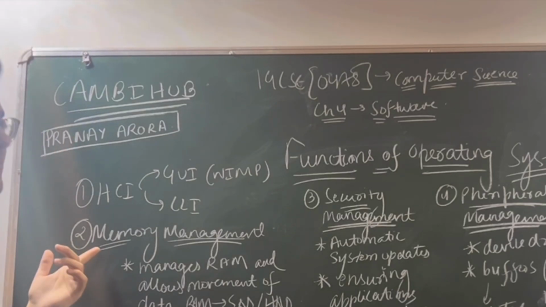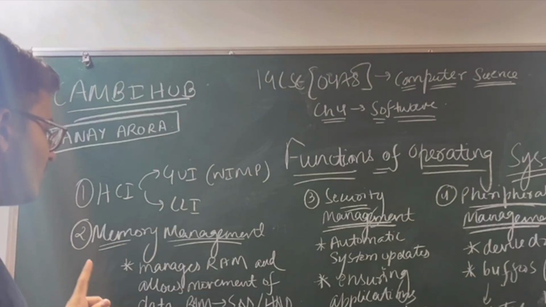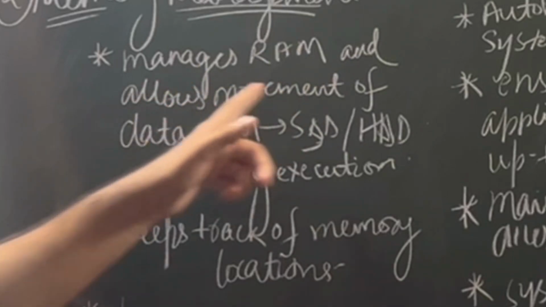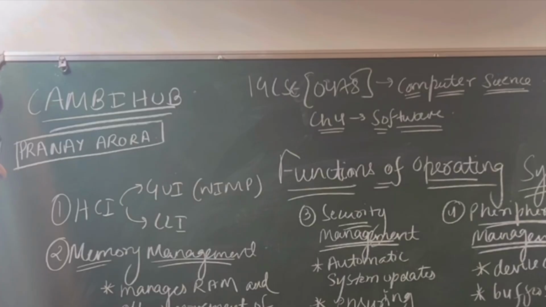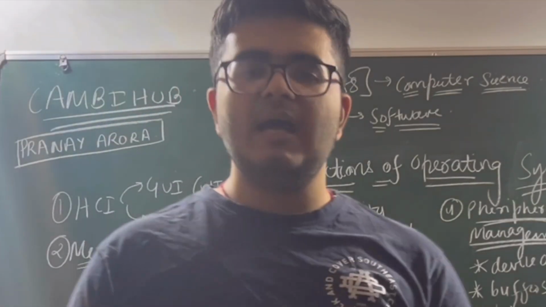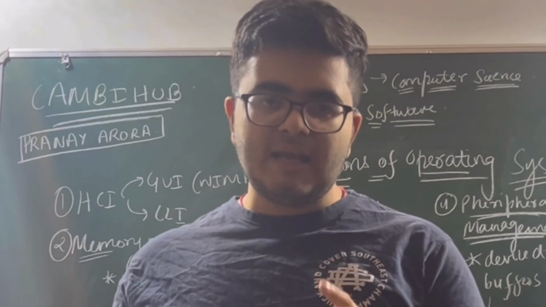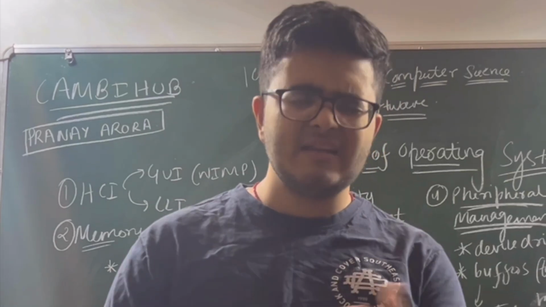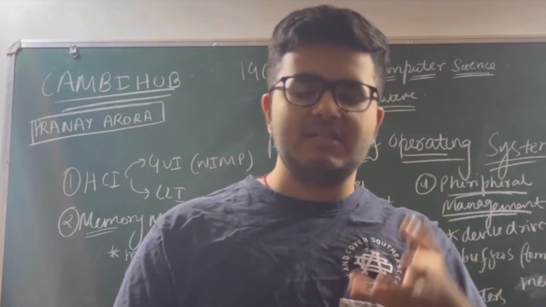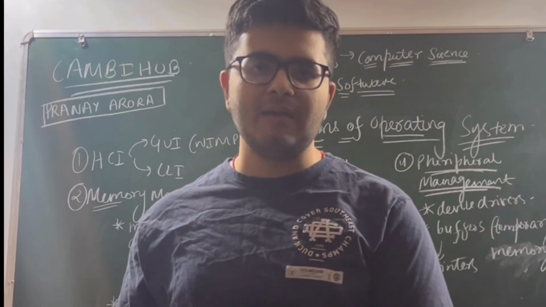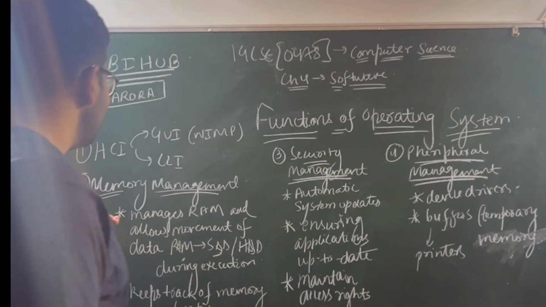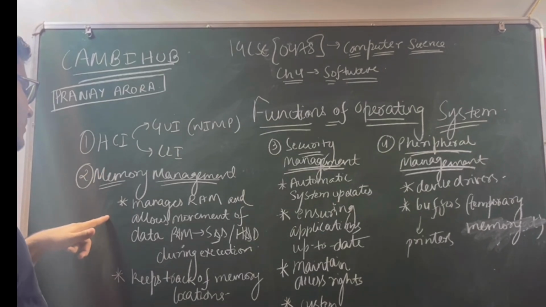Second thing is memory management. What is memory management? Number one, it manages RAM and allows data to move between RAM and SSD during execution. During our processes, as we know, a lot of data moves from the RAM to our internal storage, which is either SSD or HDD, and from our internal storage back to the RAM. This is also done by the operating system under the process of memory management.